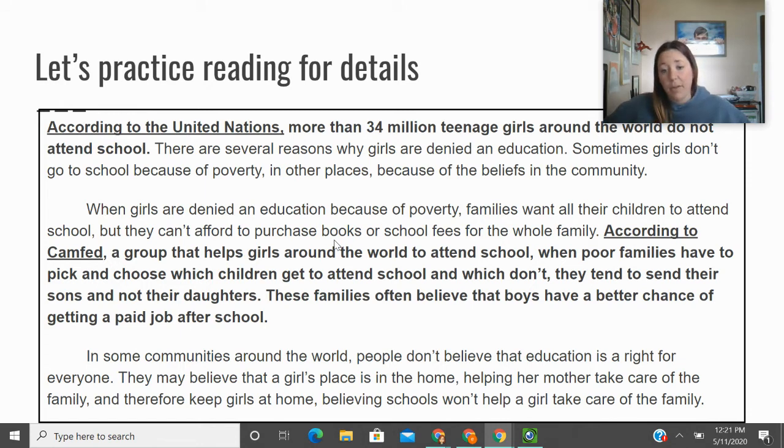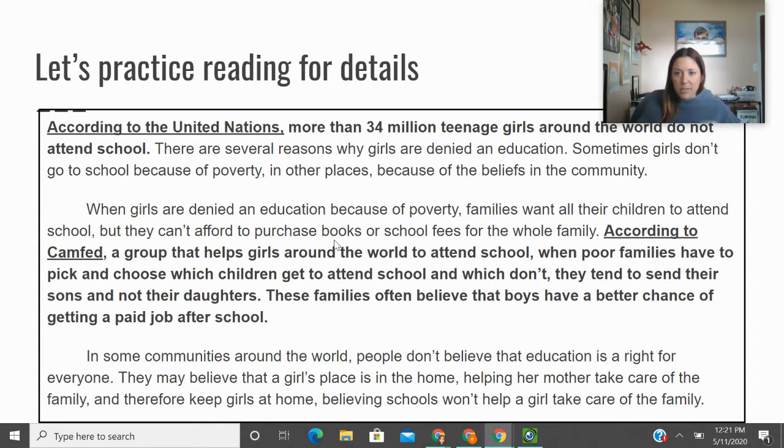These families often believe that boys have a better chance of getting a paid job after school. In some communities around the world, people don't believe that education is a right for everyone. They may believe that a girl's place is in the home, helping her mother take care of the family, and therefore keep girls at home, believing schools won't help a girl take care of the family.